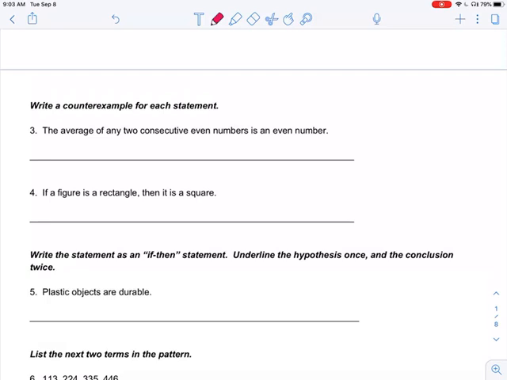The average of any two consecutive even numbers is an even number. Well, let's take two consecutive even numbers. If I take 2 plus 4, that is 6, and 6 over 2 is 3. So the average of two consecutive even numbers is always going to be that odd number right in the middle. If a figure is a rectangle, then it is a square. We can draw out our counterexample that looks like a rectangle. And again, like we talked about in the notes, make sure that you have more than enough info in there to make sure that everybody knows that this is a rectangle that is not a square.